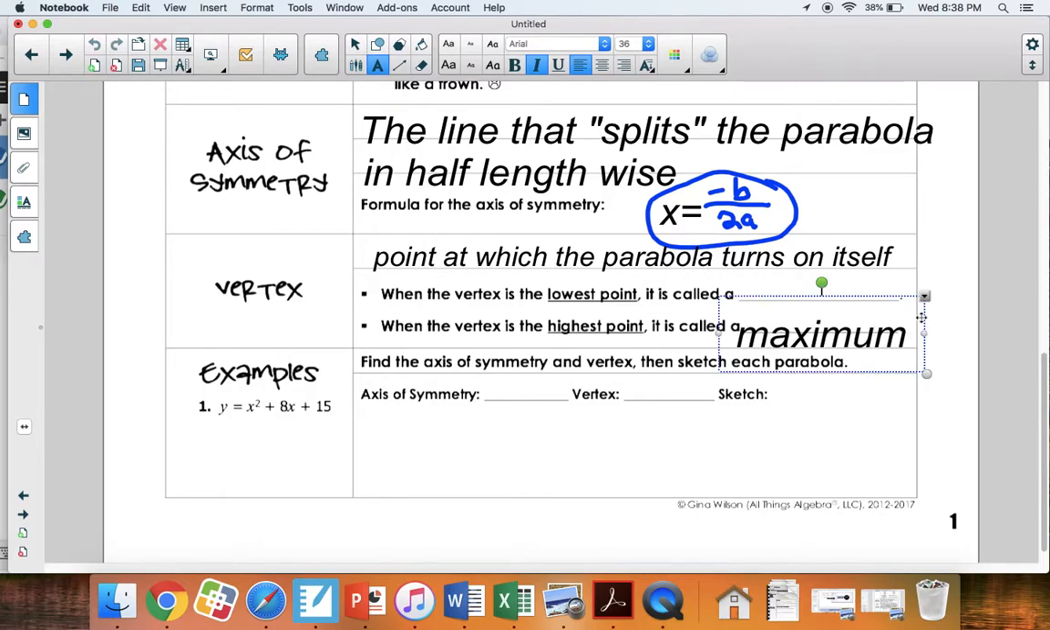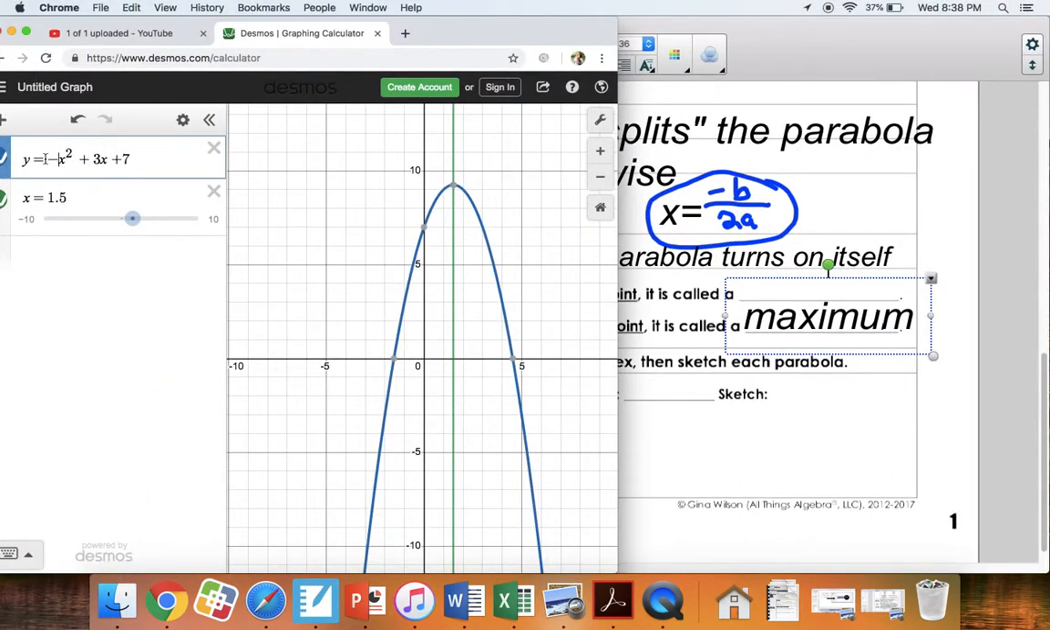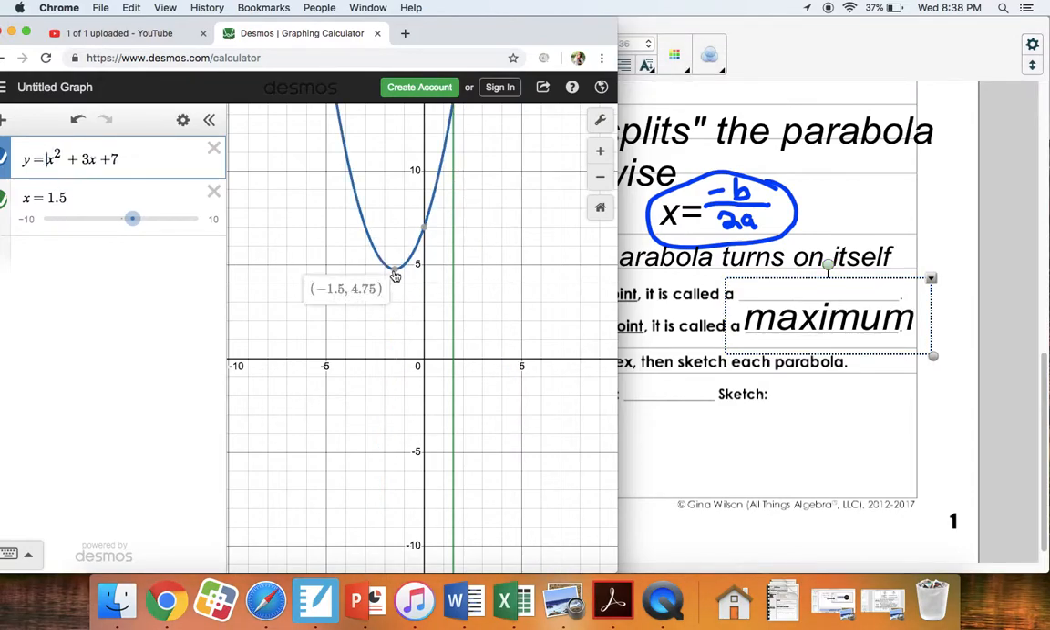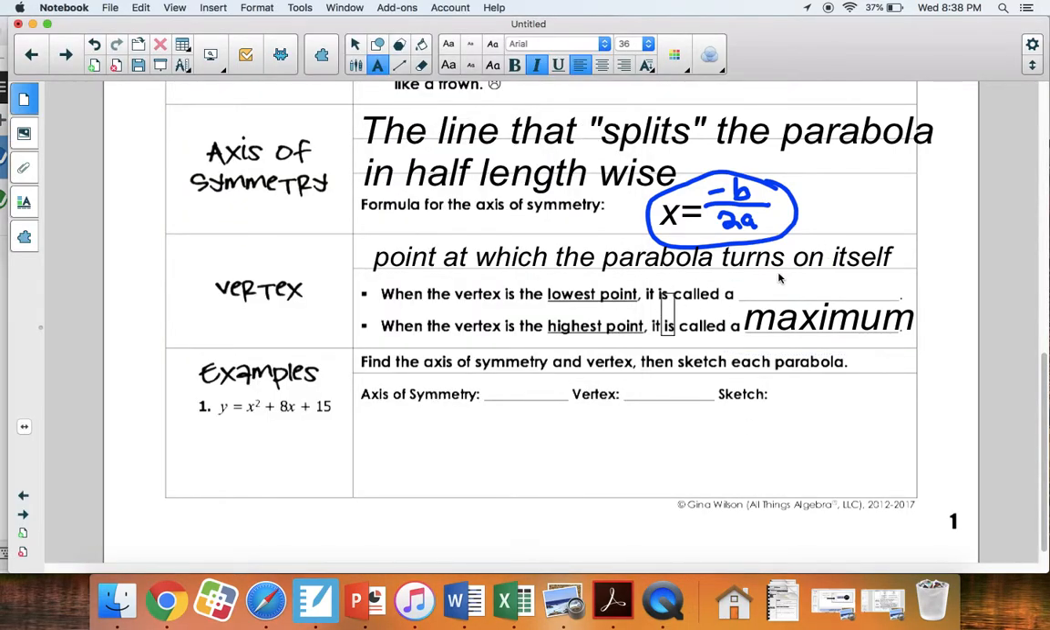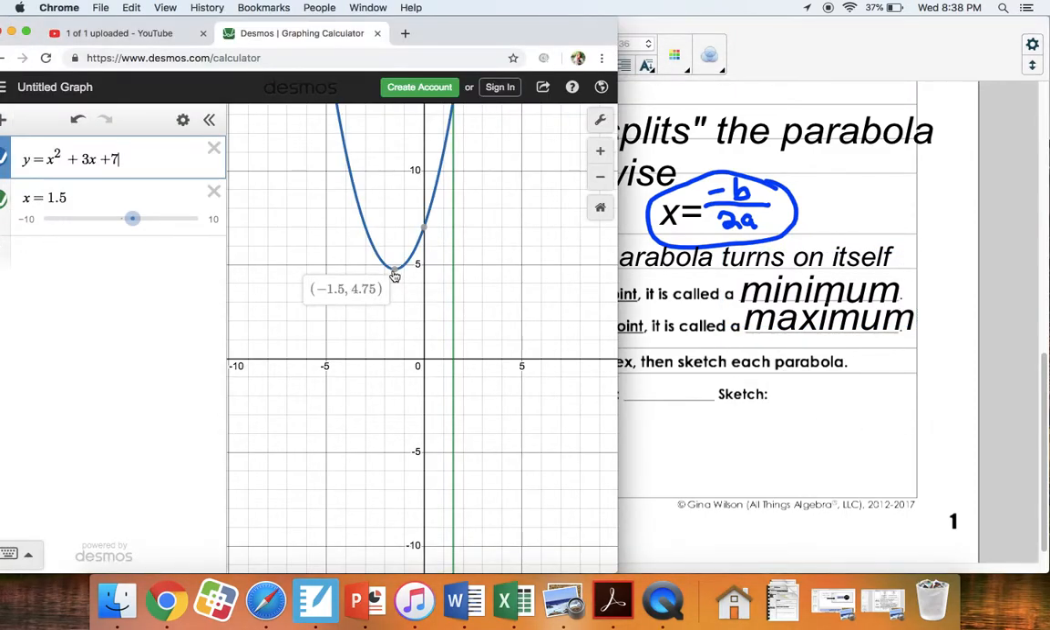And if our parabola was turned upside down by taking out this negative here, and now we've got our vertex right there, now it's the lowest point that this parabola can be. So the lowest point is called the minimum. So we have our minimums and our maximums, and those are just representing this point right here.